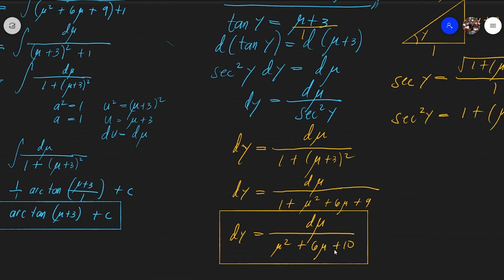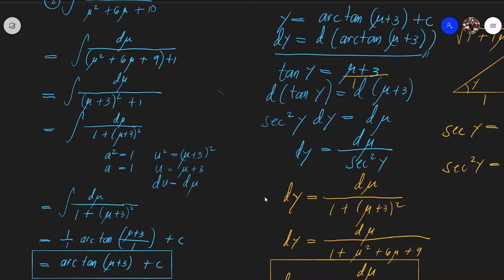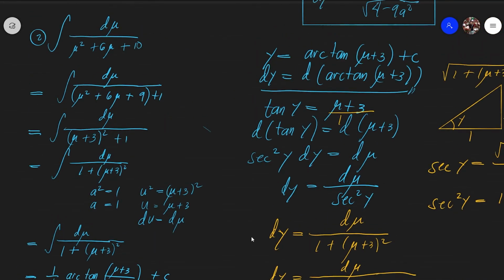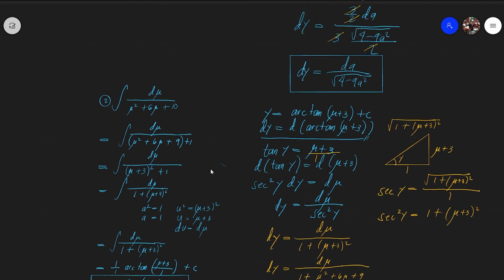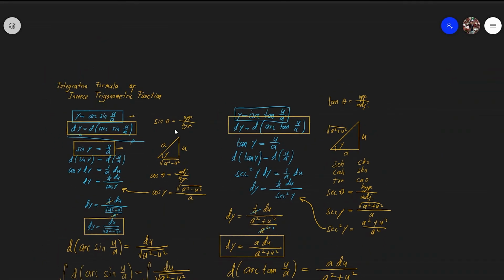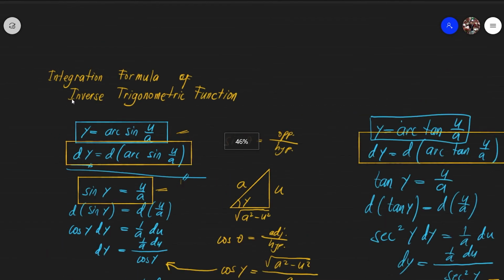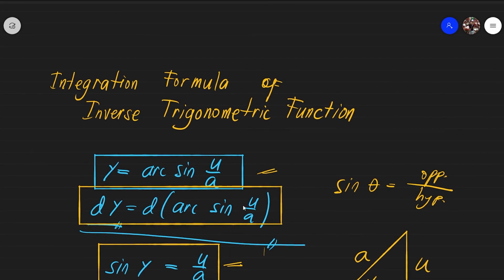Now, as you can see, this equation is actually equal to this one. Di ba? Mag-equal sila. Therefore, you can say that our answer is indeed the correct answer. Okay, so that's it. That's how we apply the integration formula of the inverse trigonometric function.